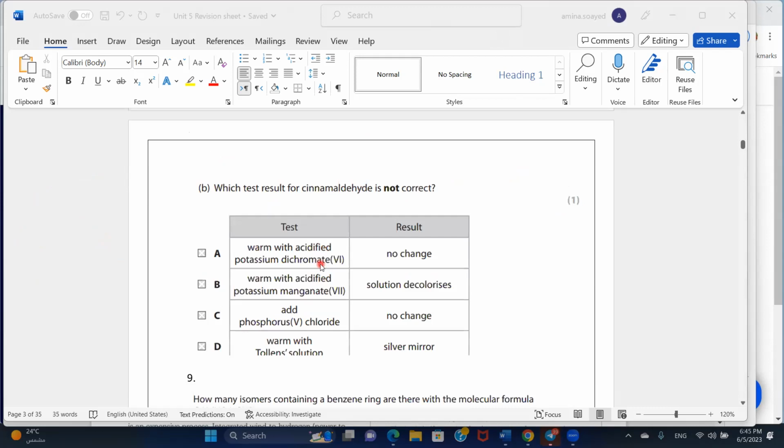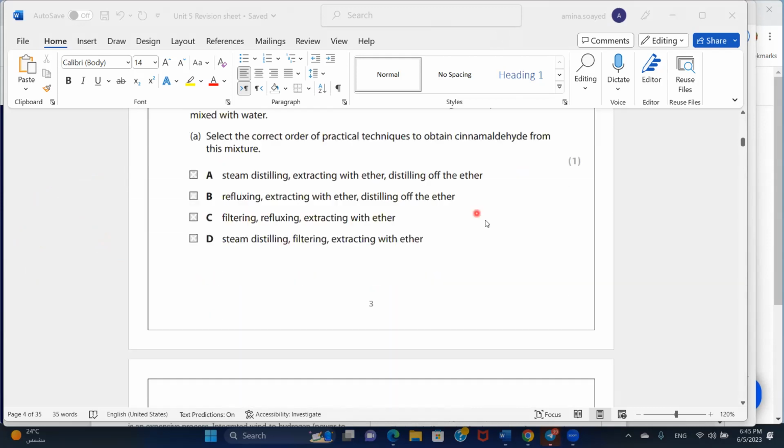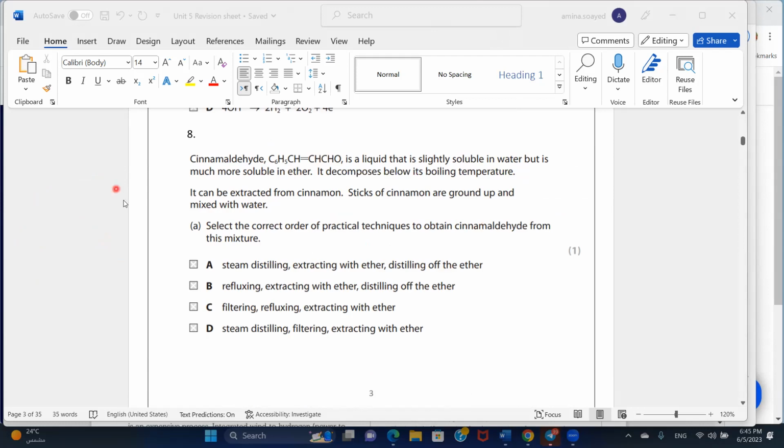Right, let's see number B. Which test result for cinnamaldehyde is not correct? I'm going to write you the structure of cinnamaldehyde and see which is not correct.